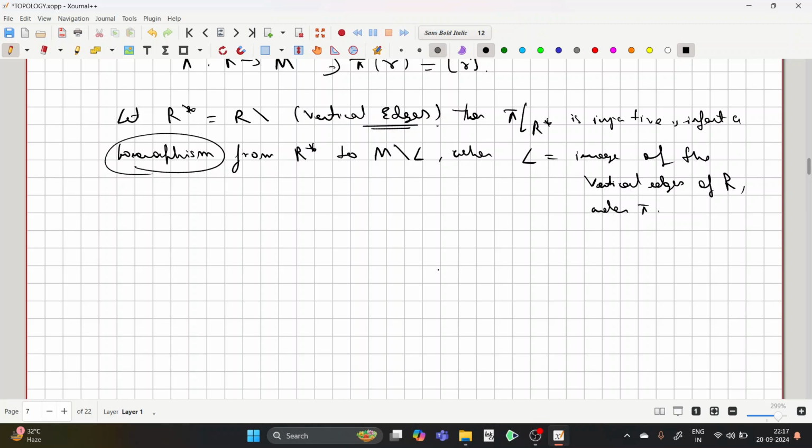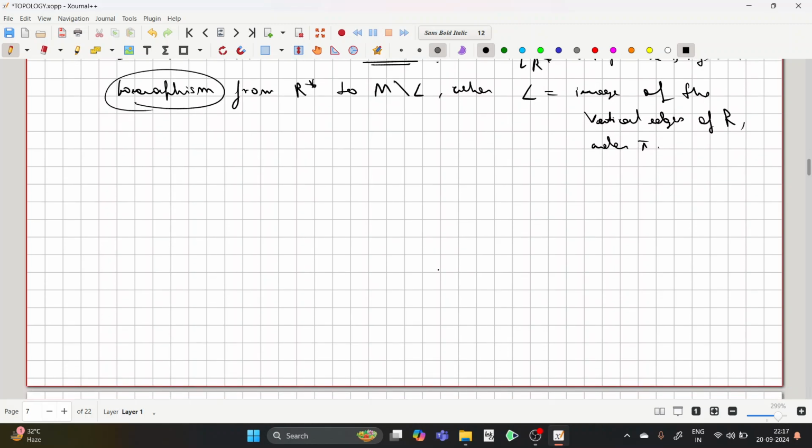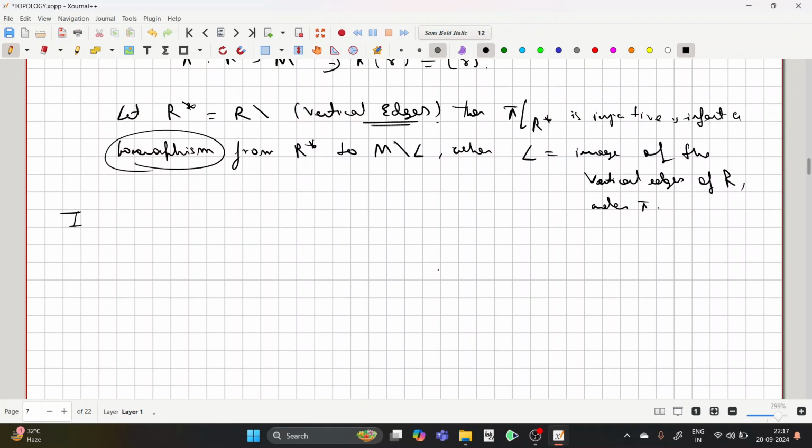Now the thing is, how are the neighborhoods carried? That's exactly what I want to discuss: how the neighborhoods of points are carried from the space to the identification space. So I want to check. Now see, we already have the fact that R star, which is R minus the edges identified, is homeomorphic to M minus L, right? Therefore, the way the neighborhood is carried from R star to M minus L is trivial, right? The neighborhoods get carried identically to the neighborhoods. There is nothing complicated in this case.